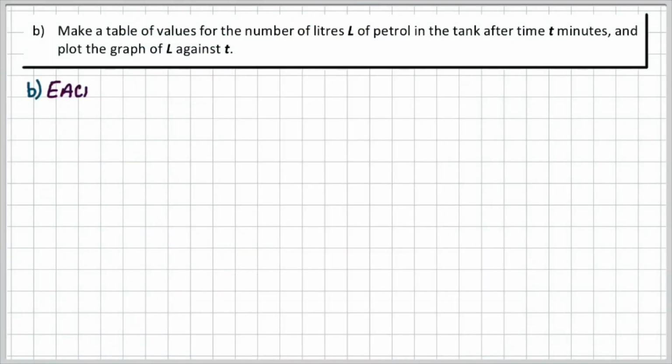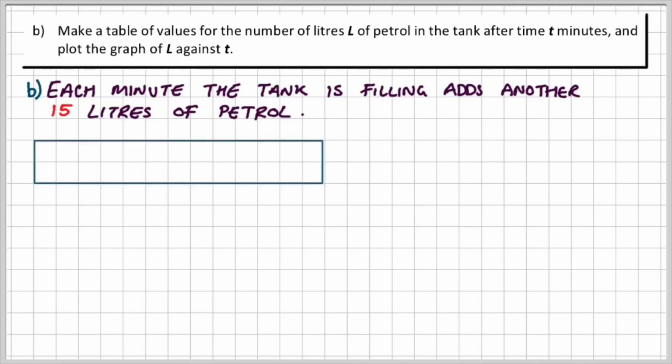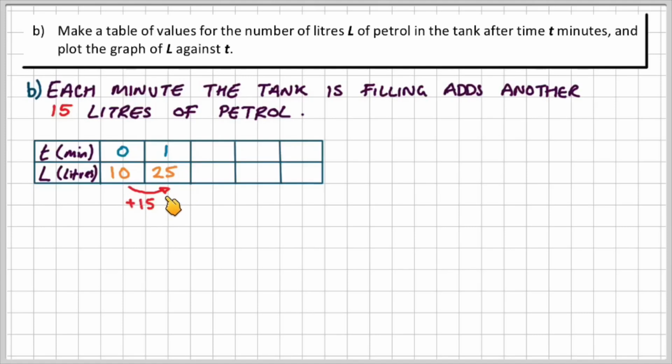So part B, make a table of values for the number of litres L of petrol in the tank after the time T minutes and plot a graph of L against T. We know that each minute the tank is being filled, it adds another 15 litres of petrol. So if we make a table of values, time in minutes and L for litres, we know from the question already that at 0 minutes, Maz already had 10 litres of petrol left in his tank. And for every extra minute he fills the tank with petrol, there's a rate of 15 litres per minute.